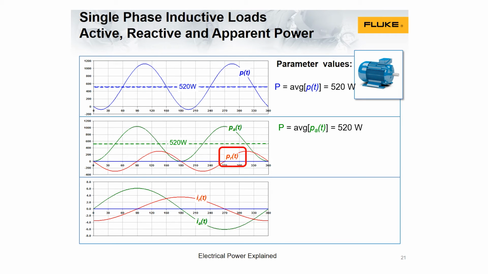We know that the average of PRT equals 0, but this isn't a good number to represent power. We therefore represent the reactive power PRT by its maximum value. The reactive power Q equals max PRT equals 300 VA reactive. The new unit is volt-amp reactive to indicate that we are dealing with reactive power.